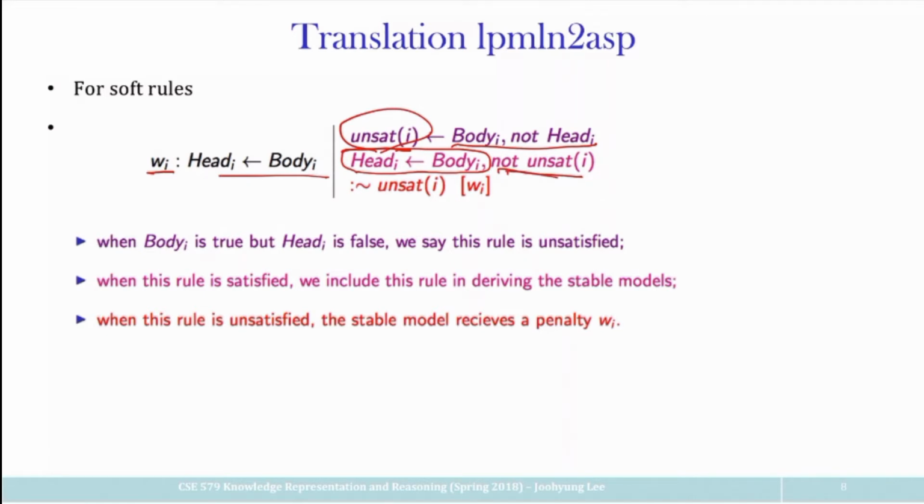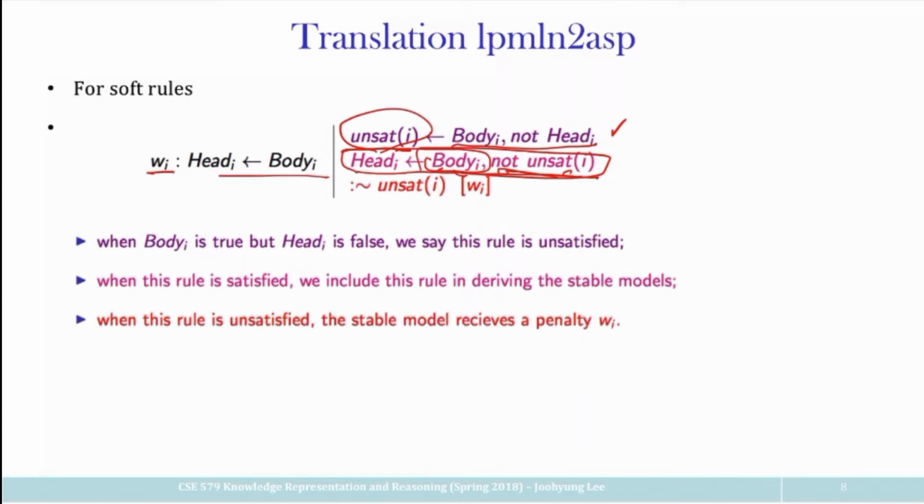And the second rule reads like this: head if body, if the rule is satisfied. So let me repeat. If this body fires, that means body is true and the head is false, the original rule is actually false. In that case, the onset atom becomes true. Now when the onset atom becomes true, this body becomes false. This whole body, these two, will be false, so this rule can be ignored.